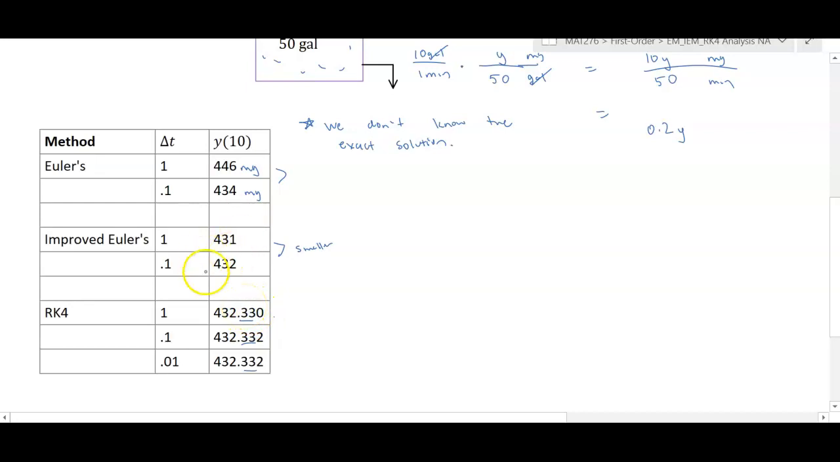Right? In other words, we know that if we decrease the step size, we're getting more accurate. But look at the amount of accuracy that's gained here. It is not tremendous, right? And so with a step size of 0.01, we're not even noticing a difference to 3 decimal places from the step size of 0.1. So let's pretend we don't know the solution.